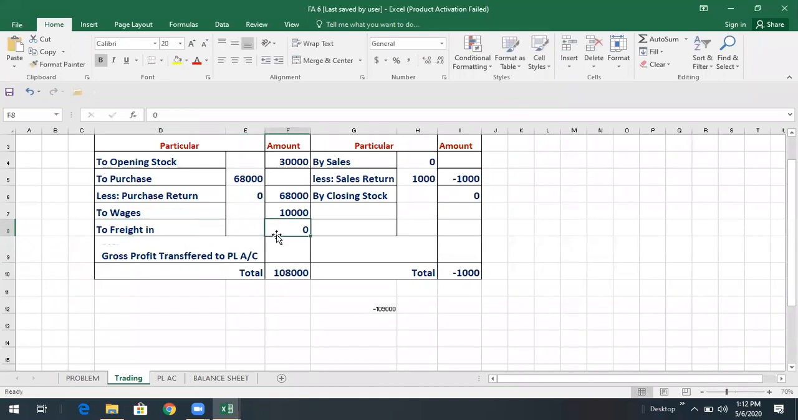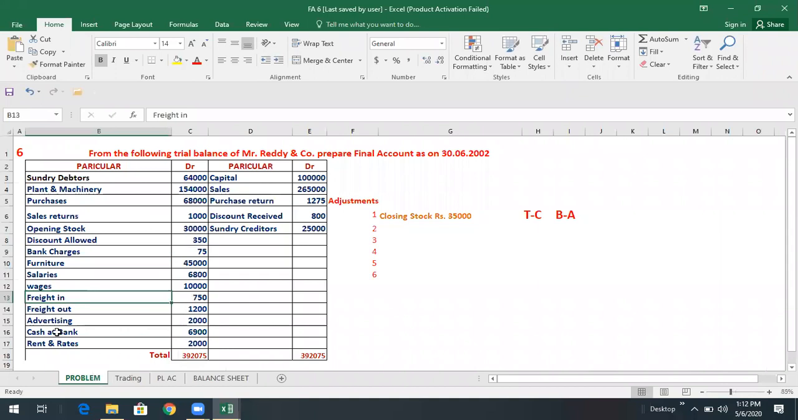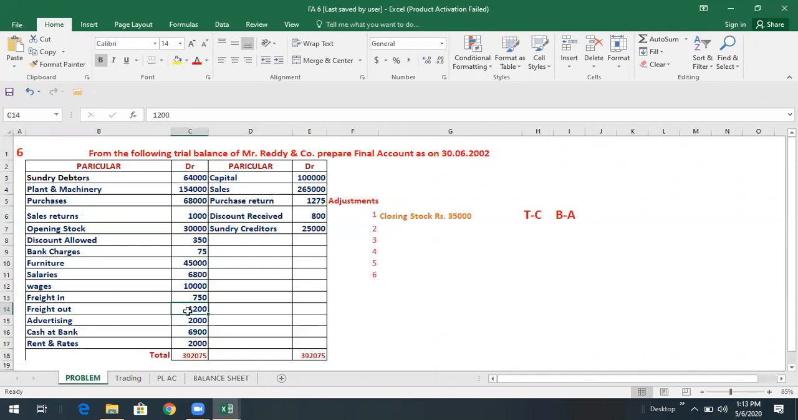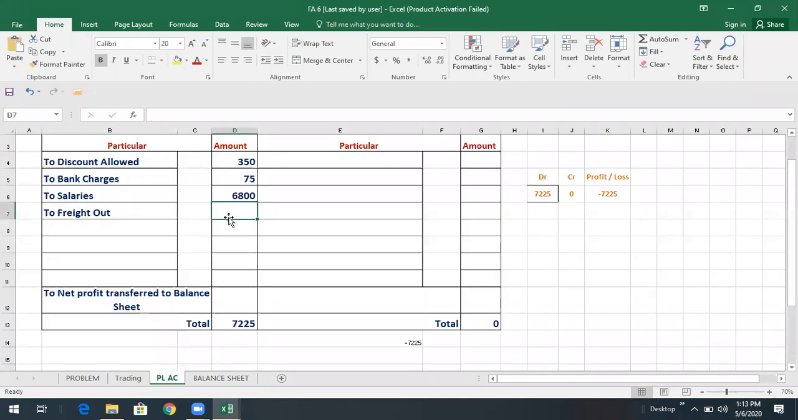So what is the value of freight in? Your freight in value is 750 rupees. So I'm entering 750 rupees. So freight in completed. Next, freight out. Freight out means carriage outward. We enter freight out in the profit and loss account, debit side. So what is the value of that? Your 1200 rupees. So I'm entering 1200 rupees freight out.